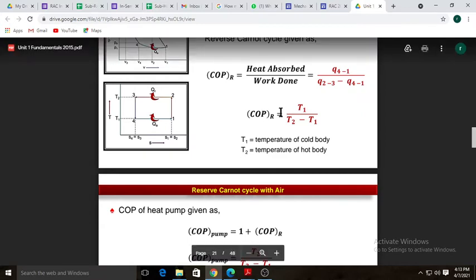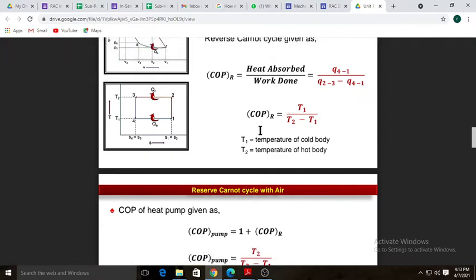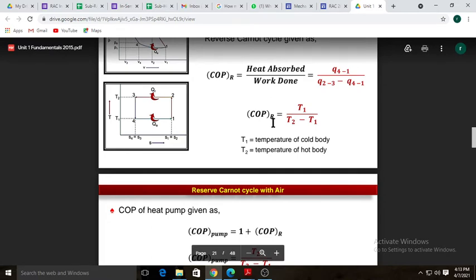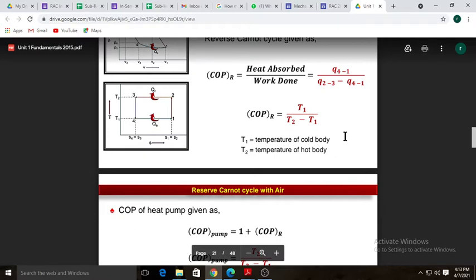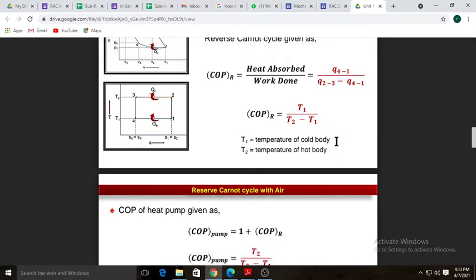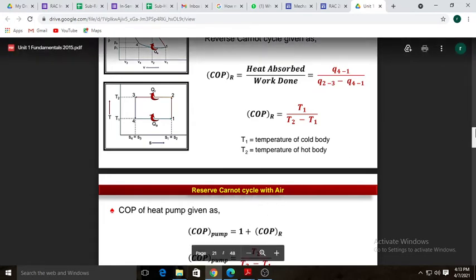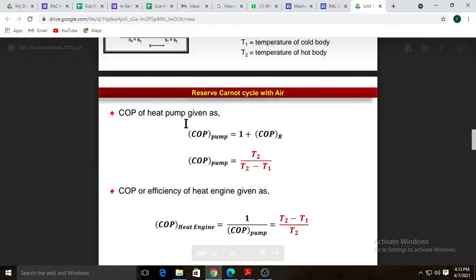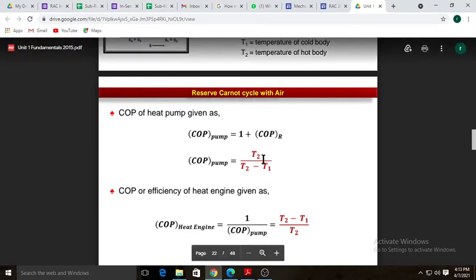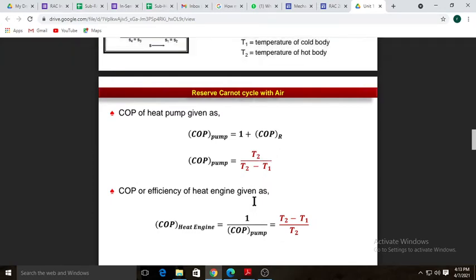The COP can be written in terms of temperature: COP of reverse Carnot refrigeration is the ratio T1 upon (T2 minus T1), where T1 is the temperature of the cold body and T2 is the temperature of the hot body. Then you know the relation: COP of pump is 1 plus COP of refrigeration. So COP of pump can be given as T2 upon (T2 minus T1).